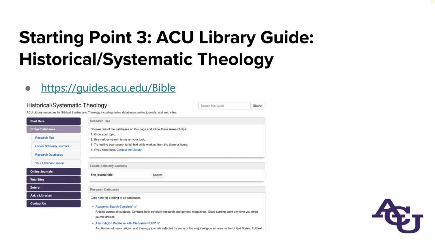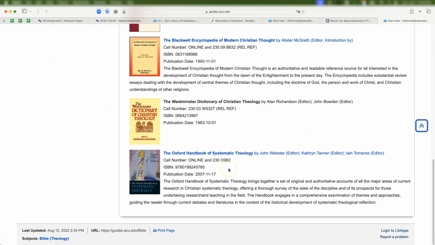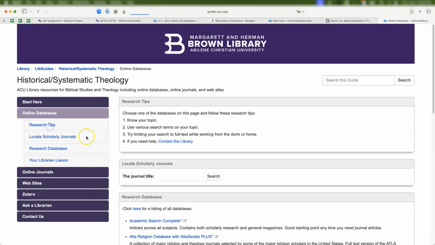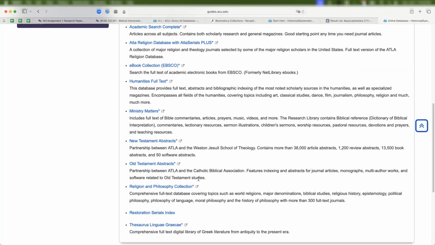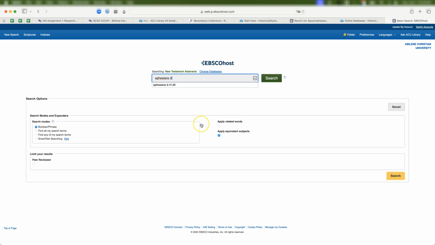Let's finish, before we wrap up, with a quick look at one of those. So again, we are looking at the Library Guide for Historical and Systematic Theology. If we just look at the online databases, you'll see that there are things like New Testament Abstracts. That's a lot of research. We have research in philosophy. You know what? We're going to go with New Testament Abstracts here, and we'll just search for Ephesians chapter 2 for the moment.